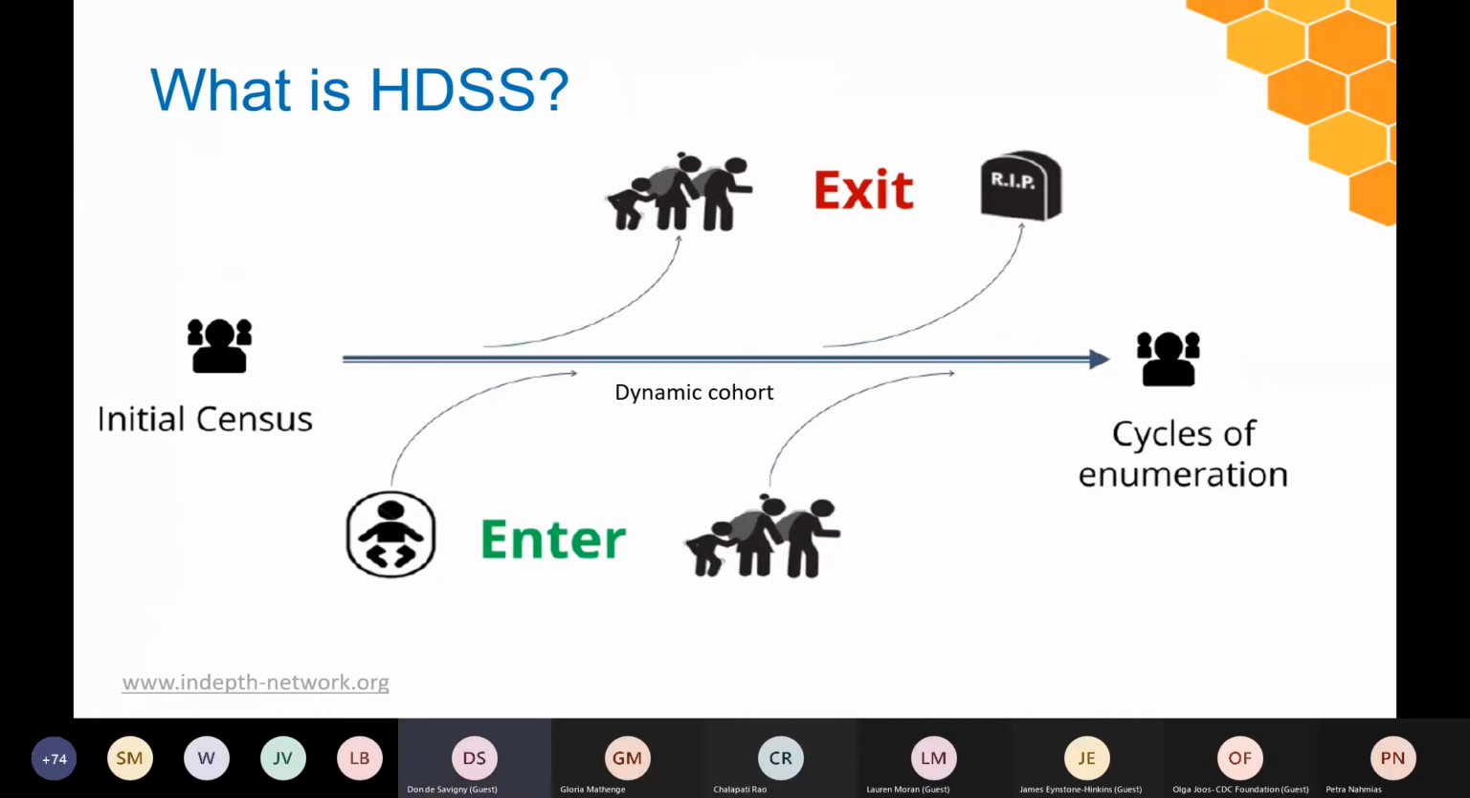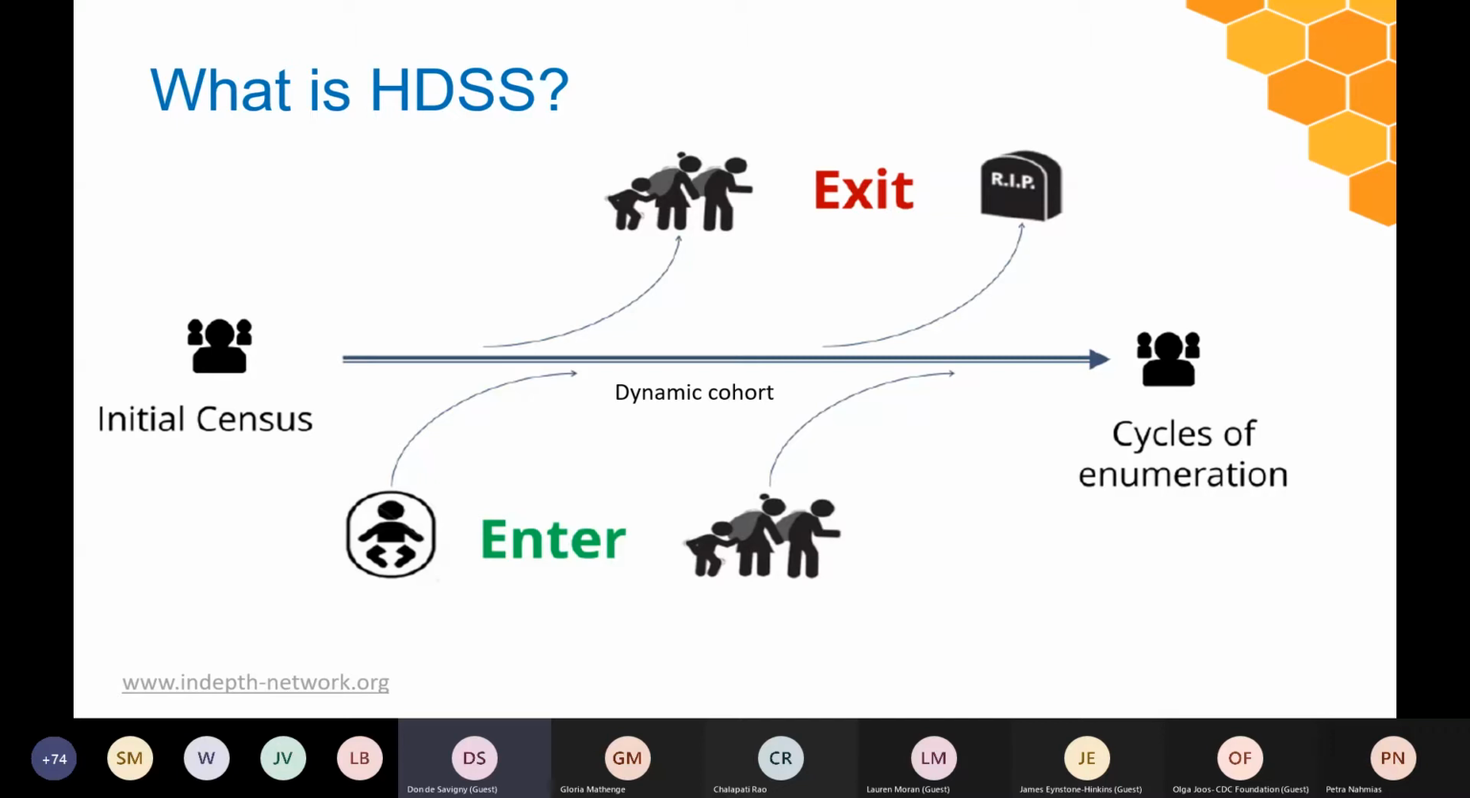So for those of you who are not familiar with these population and health observatories, some of them have been around, especially in the Asia Pacific region, for decades. The oldest ones go back to the 1960s. They start really with one initial census, which creates a cohort that then becomes a dynamic cohort. The only way you can get into the cohort is to be born into it or migrate in. The only way to get out is to die or migrate out. And this is continually monitored by cycles of re-enumeration.